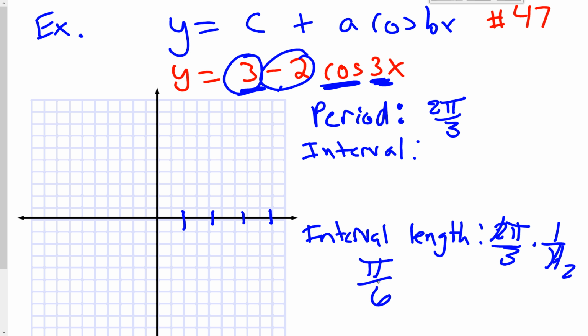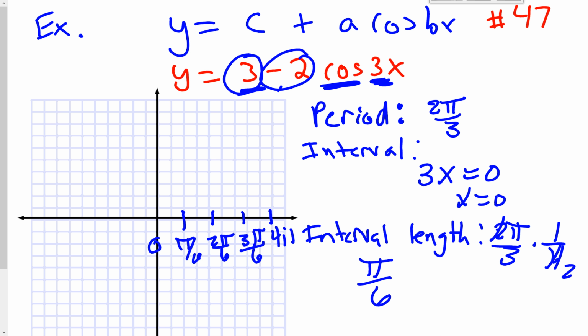Where we start, we set what we're taking the cosine of equal to 0, so we're still going to start at 0, and we're going to add pi sixth. So pi sixth, 2 pi sixth, 3 pi sixth, and 4 pi sixth. And we can see that is a distance of 2 pi thirds.